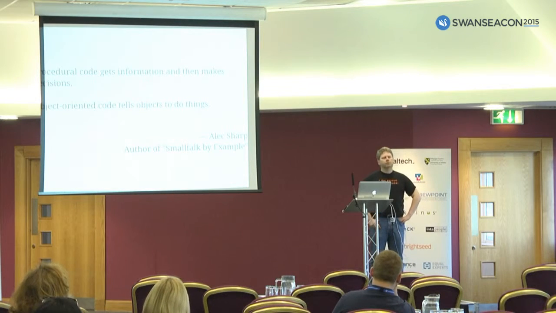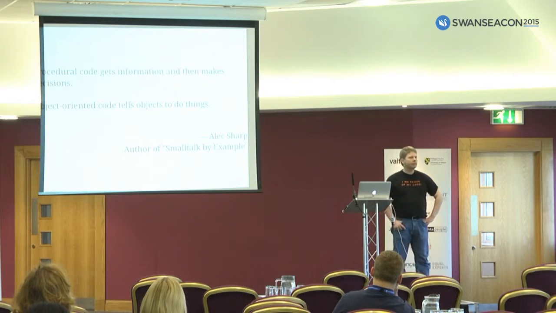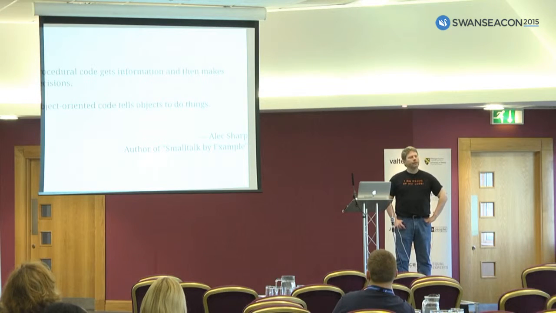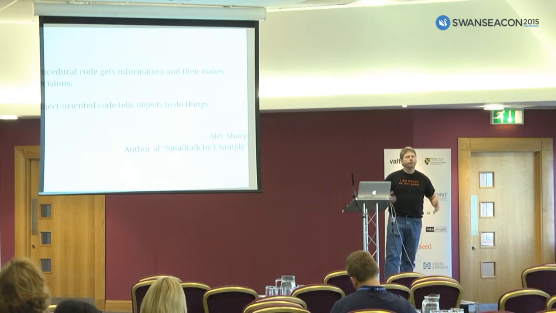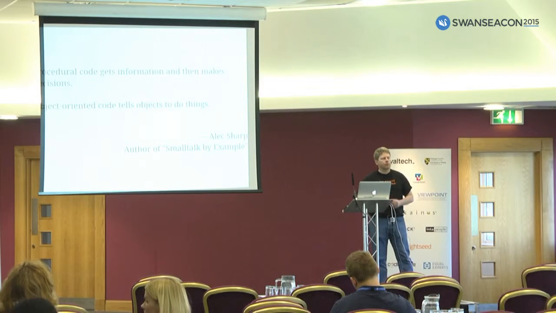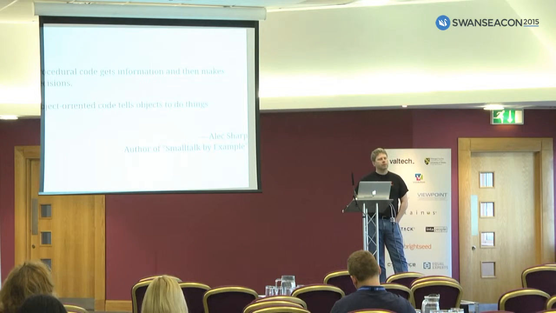Alex Sharp, author of Smalltalk by Example, defined it like this. Procedural code gets information and then makes a decision on what to do. Object-oriented code tells objects what to do. And there's a big difference here, because if you just tell someone what to do, then you don't have to have a lot of knowledge about the underlying system. You just tell someone, get me coffee. I don't care how you make the coffee. Bring it.